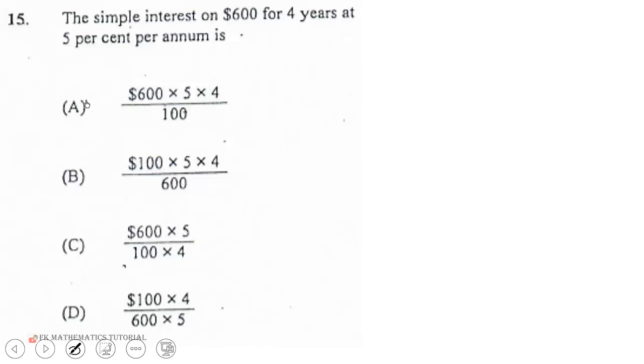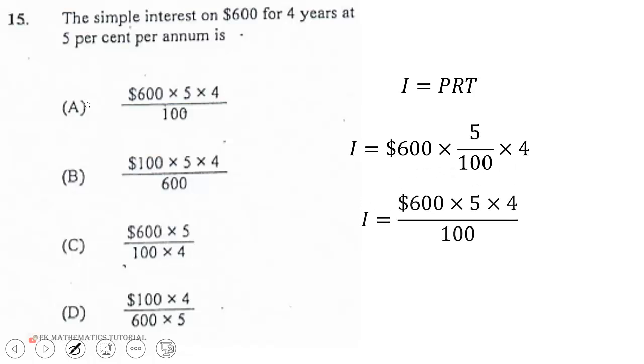The simple interest on $600 for 4 years at 5% per annum is... So simple interest is given by this formula: principal times rate times time. Rate is percent. So that will give us 600 times 5 times 4 over 100. Option A is correct.